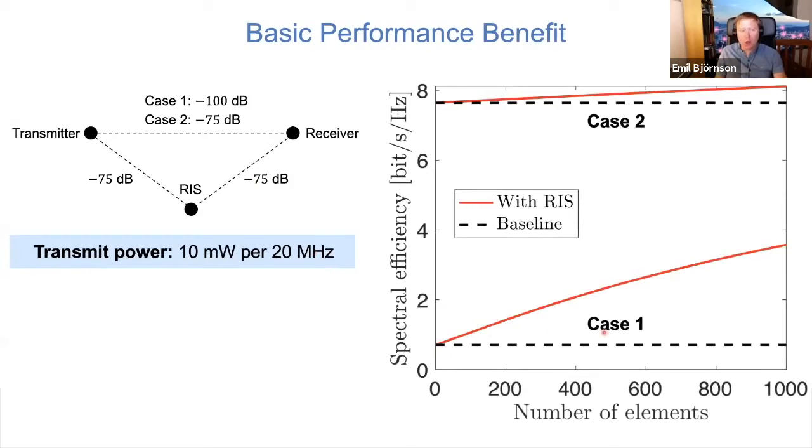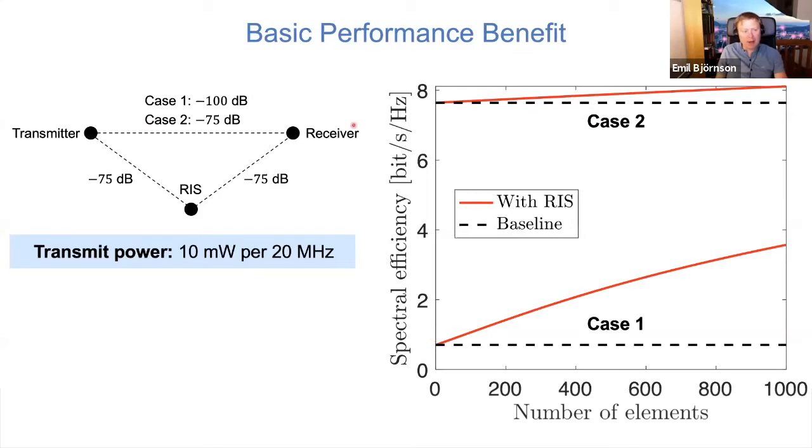In case one, when you have a relatively bad channel between transmitter and receiver, the spectral efficiency in bits per second per hertz that you can achieve as you're changing the number of elements in the surface is varying like this. If you don't have any RIS at all, you get this baseline curve, it's a constant. While when you are having a surface, you get a red curve, and you see that it's increasing rather rapidly with the number of elements. So then it pays off a lot to have a surface, even if it's relatively small. You can double your spectral efficiency or more.